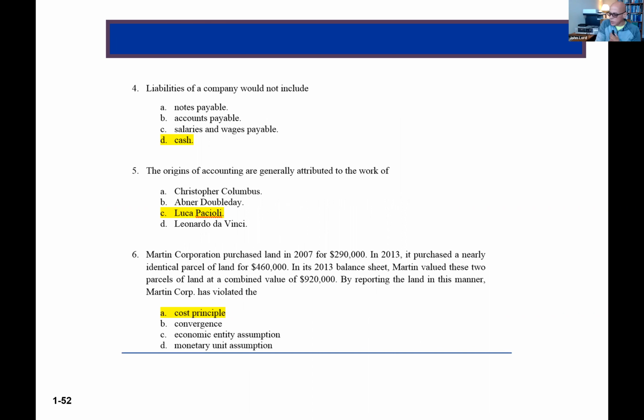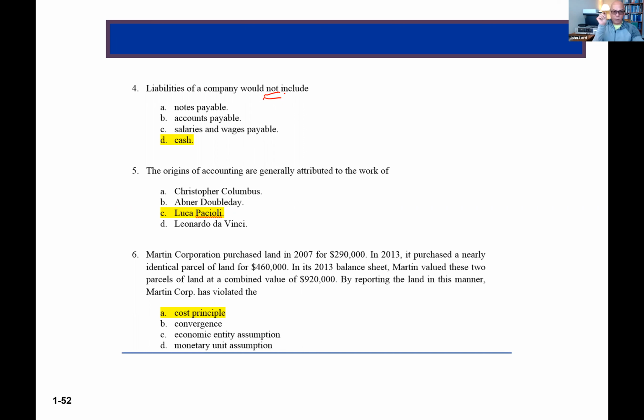A lot of times, even my CPA students who are getting ready to pass the CPA exam read too quickly and miss that "not," and then they choose A right away because they didn't read the question carefully. The first one is a liability, but this question is asking what is not a liability. So notes payable, a bill, is a liability.